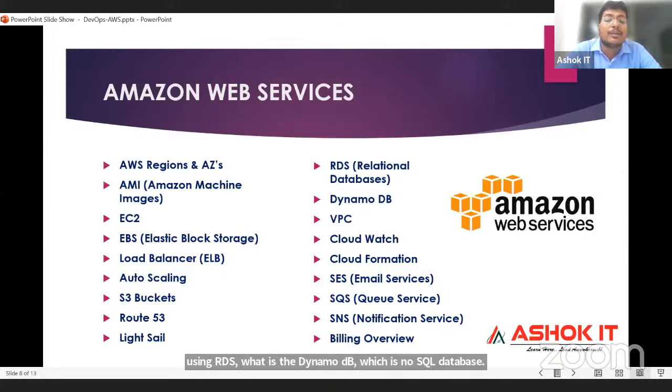VPC is available, which is used for creating a private network in the cloud. VPC stands for Virtual Private Cloud. It is used to isolate our cloud resources from other AWS accounts. Okay. So these are the things that we are going to learn as part of our AWS services.